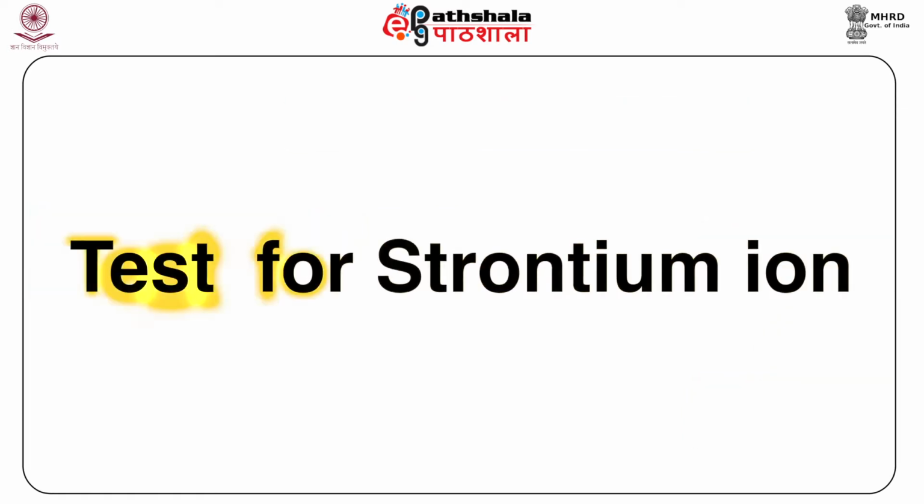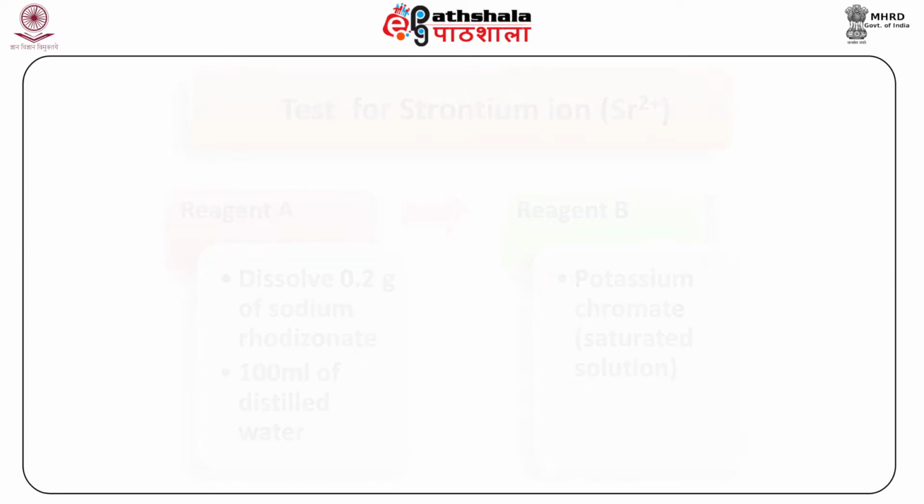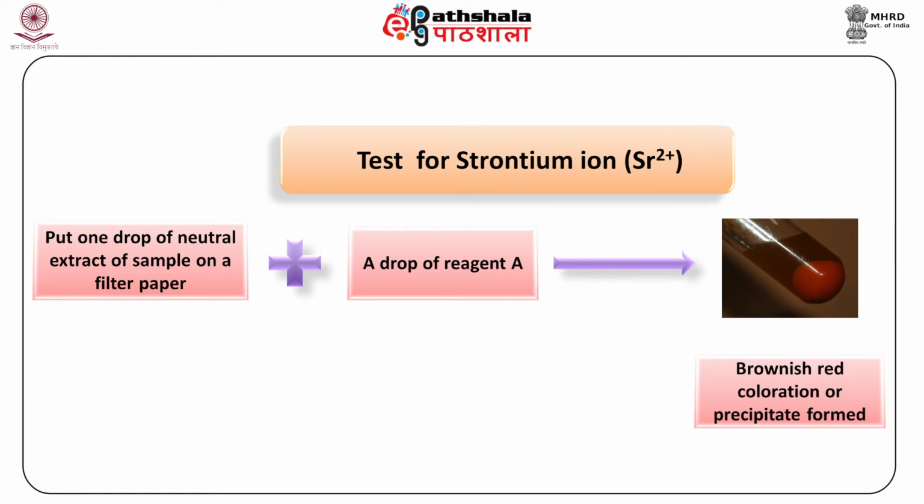Next is the test for strontium ion. Reagent A: it is prepared by dissolving 0.2 grams of sodium rhodizonate in 100 milliliters of distilled water. Reagent B: it is potassium chromate saturated solution. Put 1 drop of neutral extract of sample on a filter paper or on a spot plate. Add a drop of reagent A. A brownish red coloration or precipitate is formed, which indicates the presence of strontium.